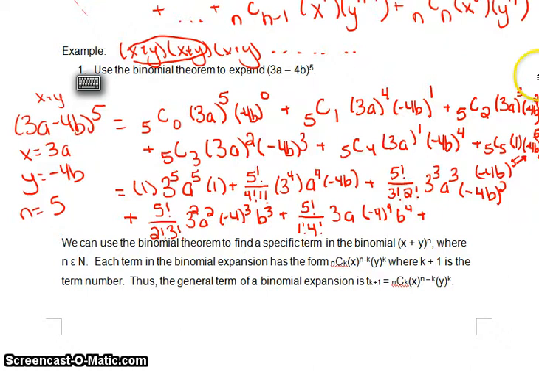Then plus 5 choose 5. We should know that one. There's only one way to choose 5 from 5 objects. So that one there is just 1. Times that by 3a to the power of 0, so we know that that is 1. And last we have 4 to the power of 5, b to the power of 5.